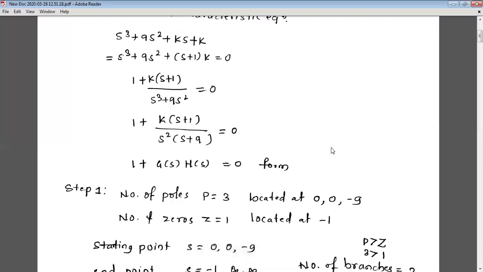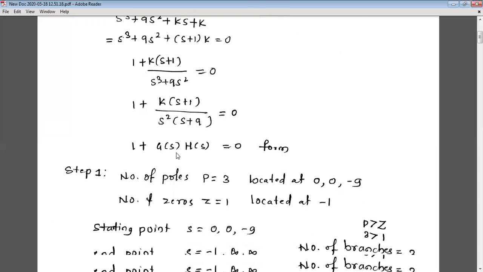Now look at how many zeros there are in the given transfer function. The number of zeros, Z, is equal to 1. Why? Because in the numerator we have only one term, which must be equated to 0, so s + 1 = 0, which results in s = -1. This is the location of the zero in the given transfer function, right?